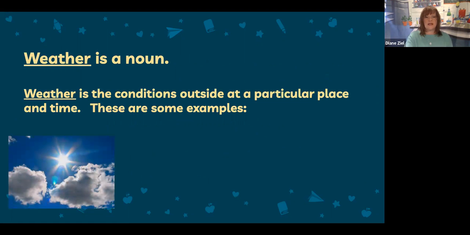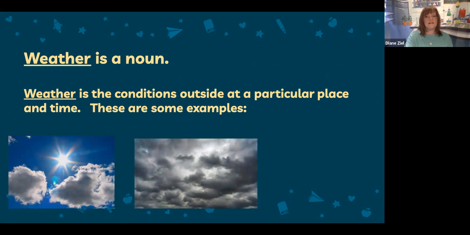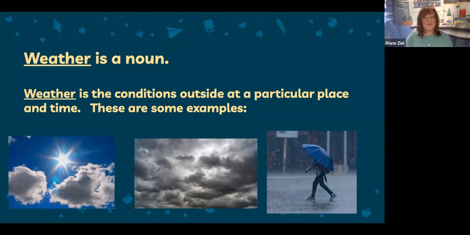The weather could be sunny. The weather outside could be cloudy. Raining is also another weather condition. Can you think of any more to add to this list?